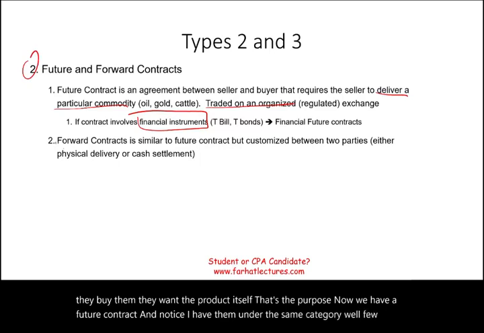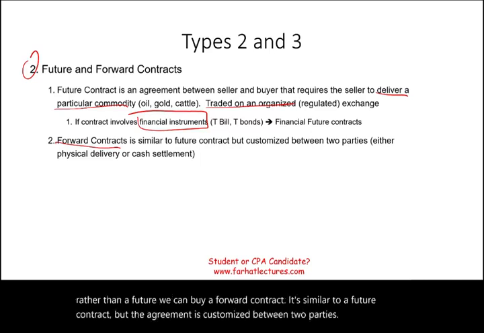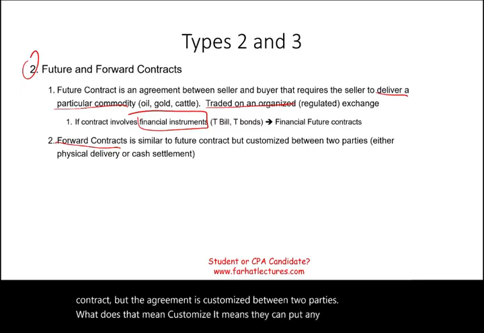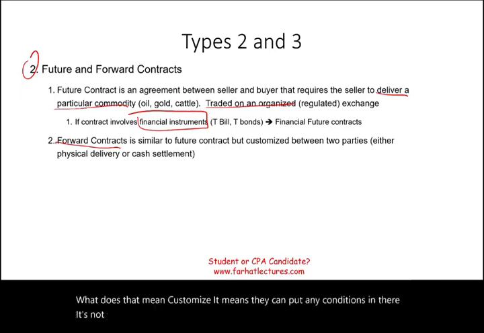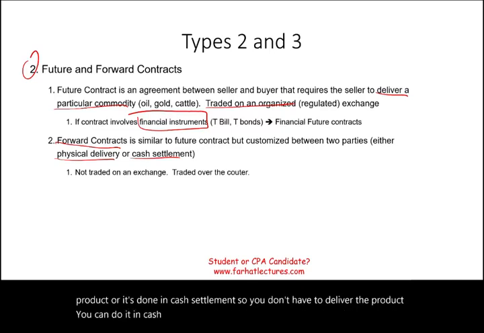Well, rather than a future, we can buy a forward contract. It's similar to a future contract, but the agreement is customized between two parties. What does that mean, customized? It means they can put any conditions in there. It's between two parties. It's a contract. Either you can deliver the product or it's done in cash settlement. So you don't have to deliver the product. You can do it in cash settlement. Those forward contracts are not traded on an exchange. They're traded over the counter.